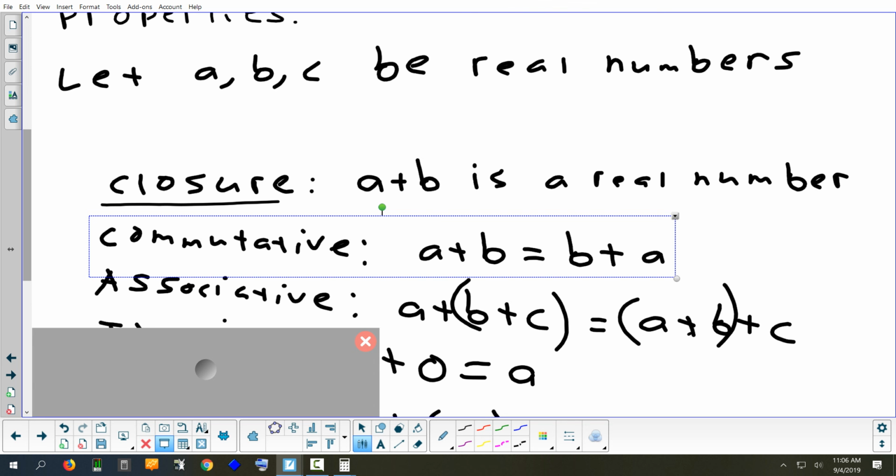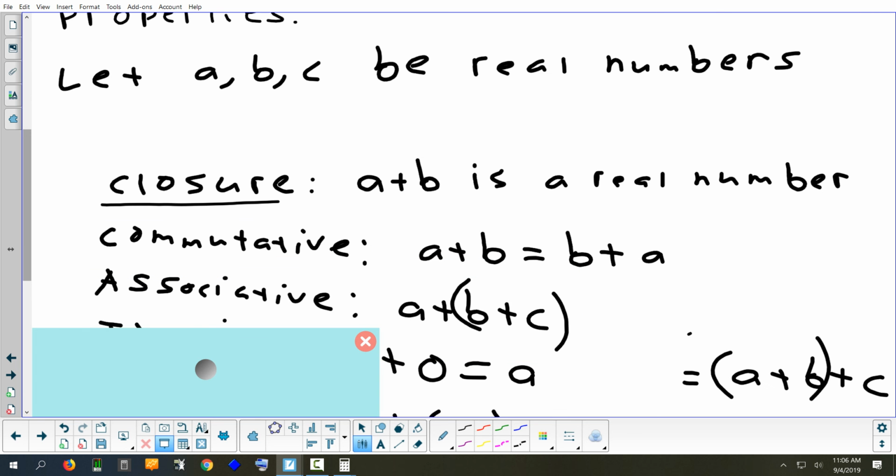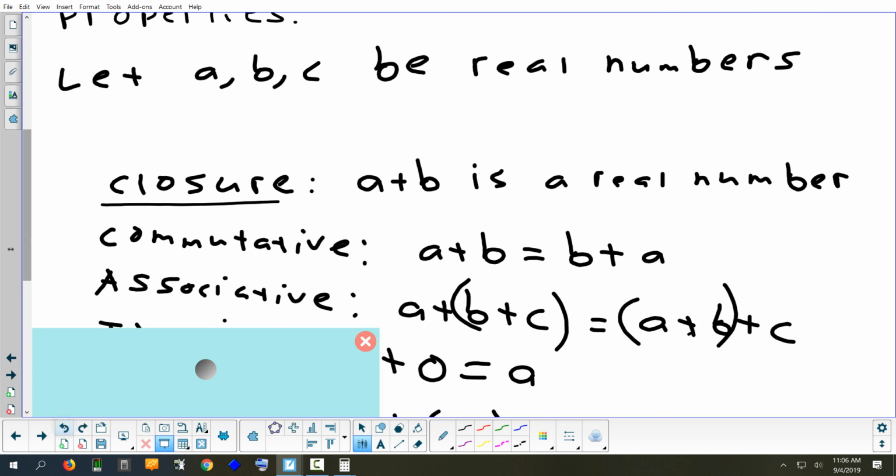The second one I kind of already showed you. In the second one, there's no change in the order. ABC, ABC. It's exactly the same order. What is changed is the grouping. Okay? Think of associate. When you associate with people, you do it with others, you group, right? It's a group of people you associate with. So, on the left side, B and C are grouped. On the right side, A and B.